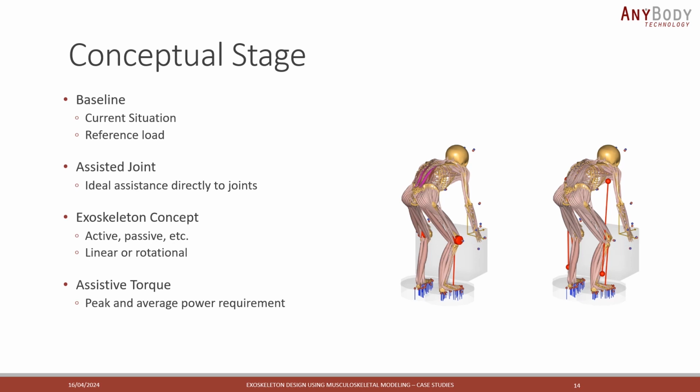Once you have found the best way to assist the activity, you want to create a concept for the exoskeleton design. You want to decide if active or passive assistance is more suitable, what type of actuation to use, whether linear or rotational actuators, and what kind of design specifications to have, such as peak and average power requirement or stiffness constant for passive assistance.